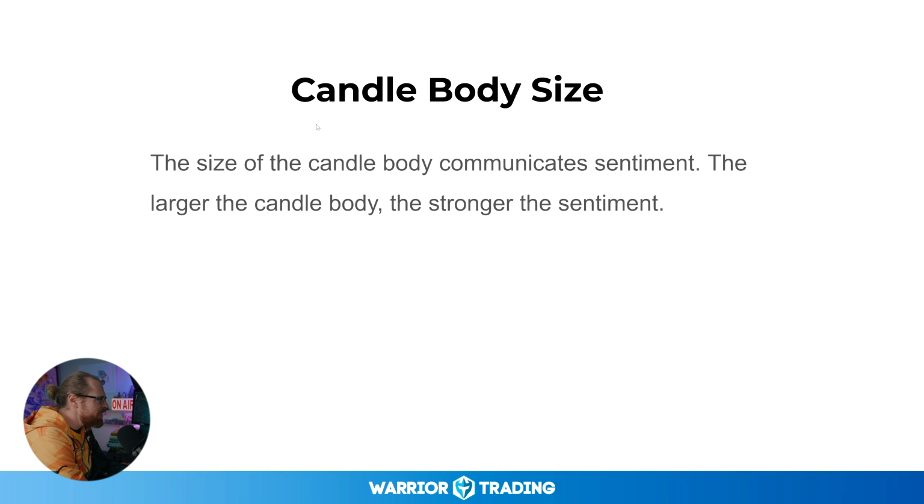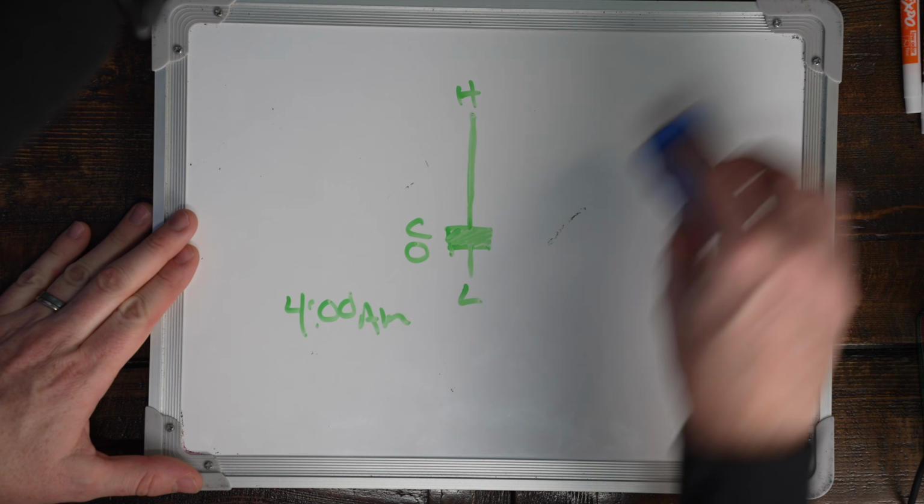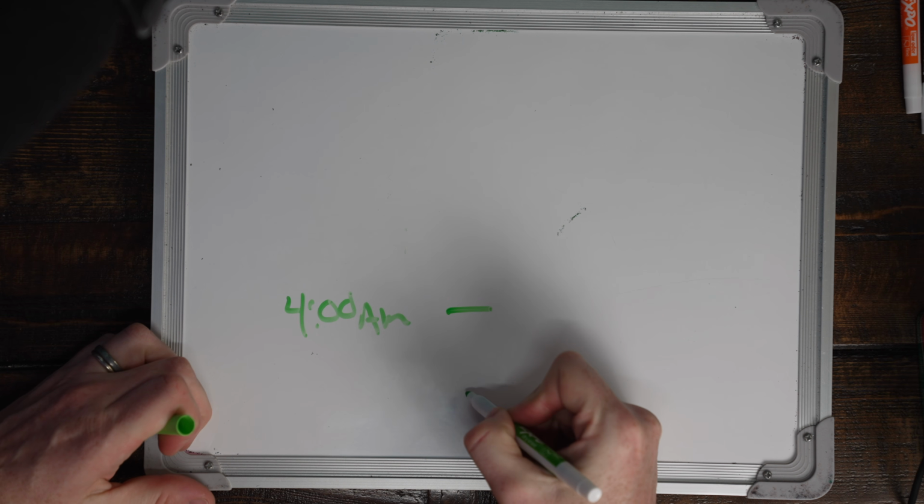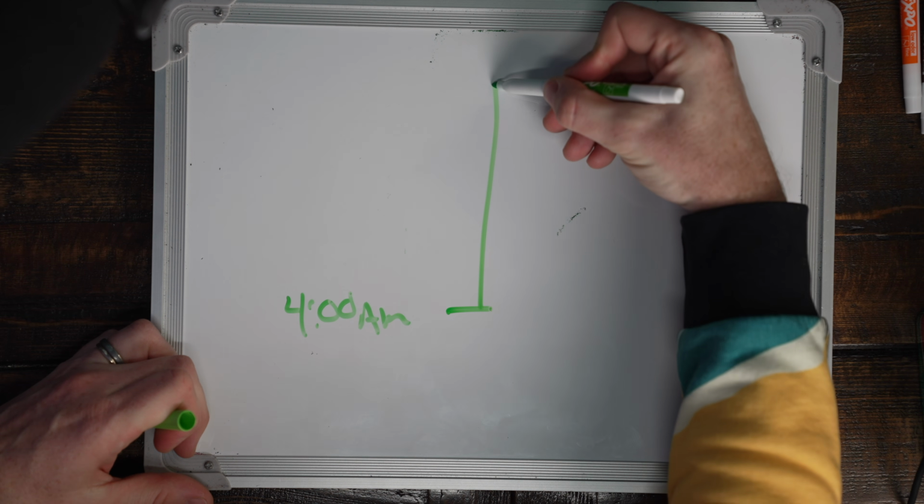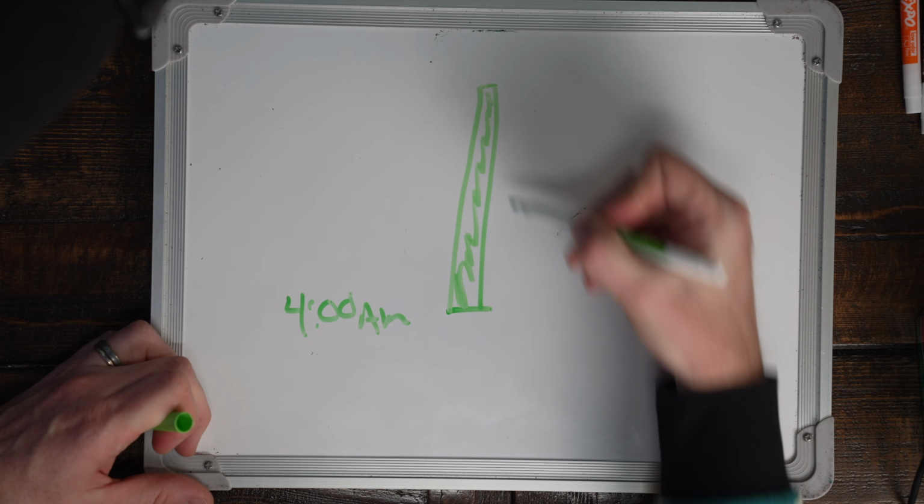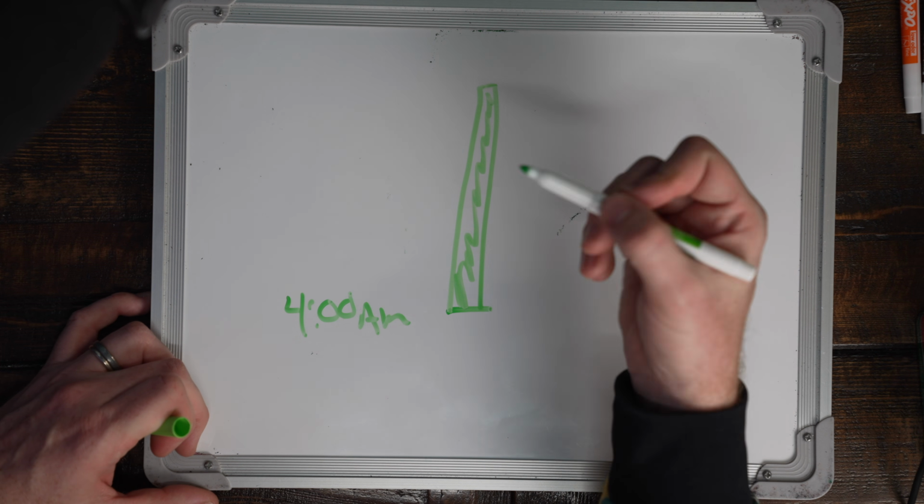So when it comes to the candle body size, the size of the candle body communicates sentiment. The larger the candle body, the stronger the sentiment. So again, back here on the whiteboard, let's just say we had 4 a.m., we open, we don't drop at all. We just go straight up here and we close at the very top. So that's our big candle. That's a long body candle that's very bullish.